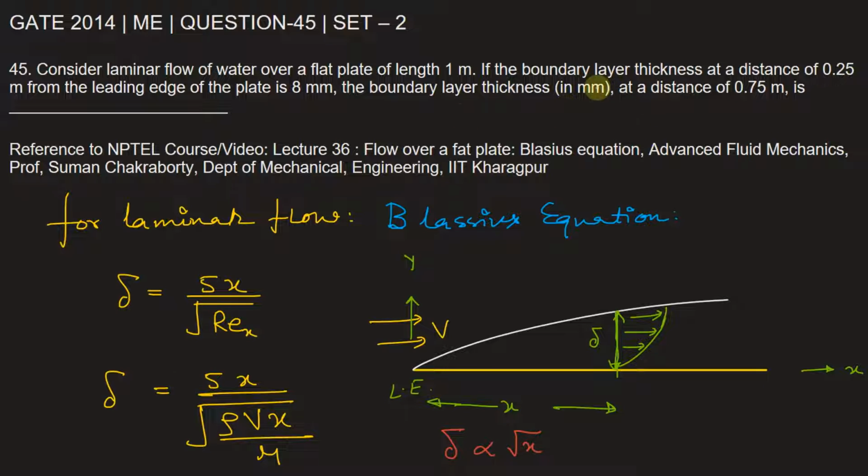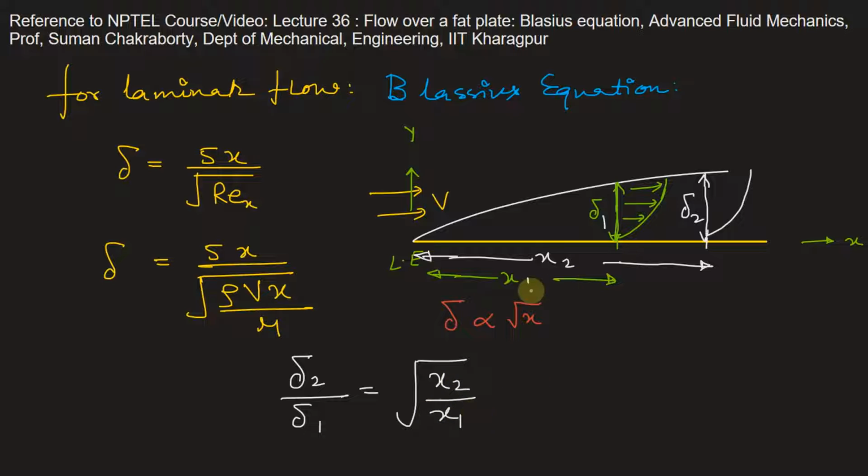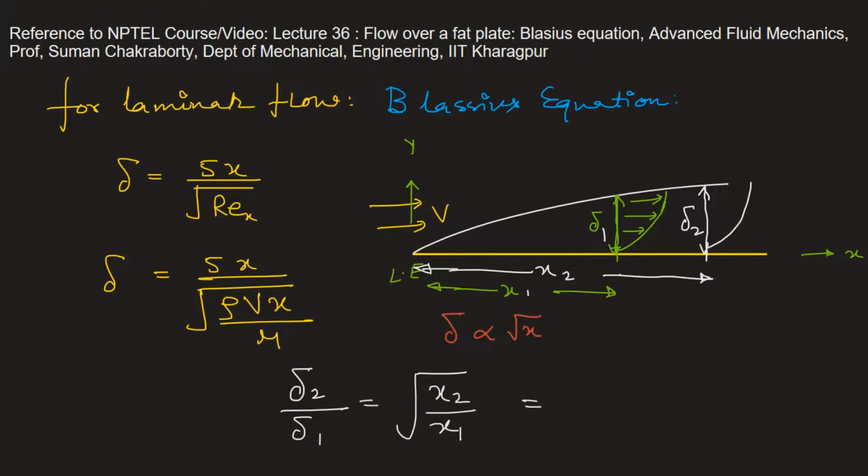Now according to the problem, this was x1, and if we increase it to this point from the leading edge, this point is x2, this length is x2. So at this point, what will be the boundary layer thickness? Let's say this height is delta 2 and this is delta 1. Using this relation, we can write delta 2 upon delta 1 is equal to the square root of x2 upon x1. According to the problem, x2 and x1 are given, and delta 1 is also given.